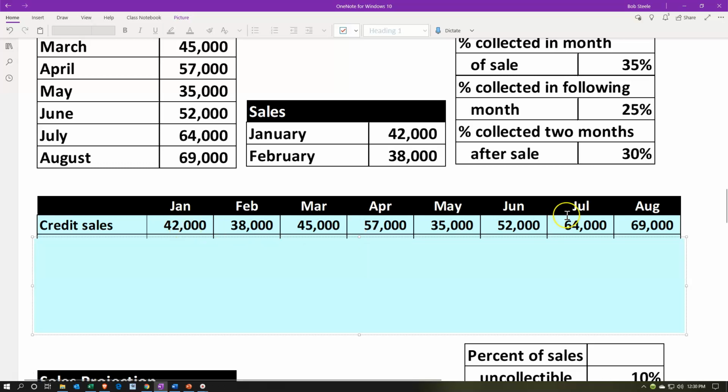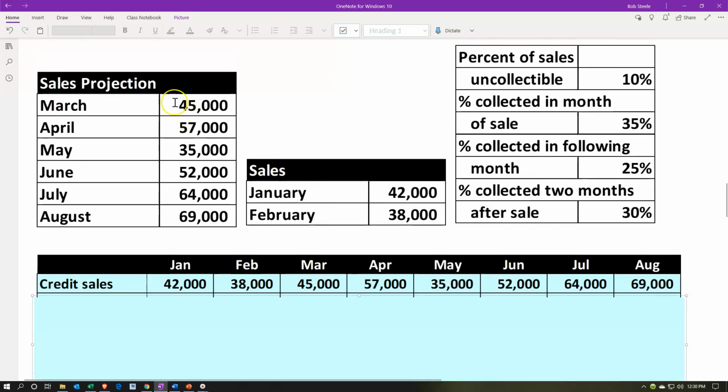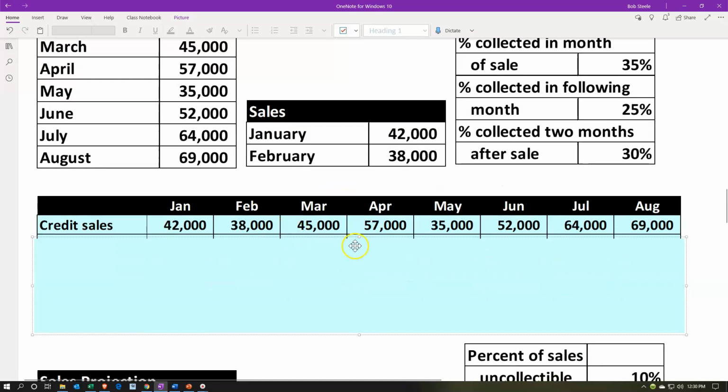We have January through August, which is coming straight from our data here, the sales projections numbers. We need the sales projections before we can project out the cash flows and the cash receipts. And then we have the January and February. These are the actual sales that took place, which we are including.